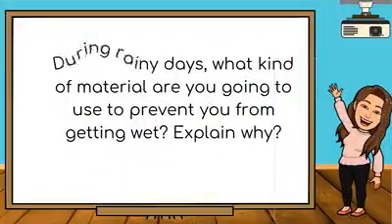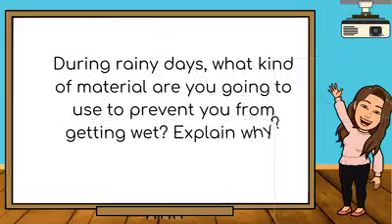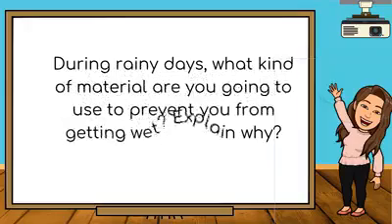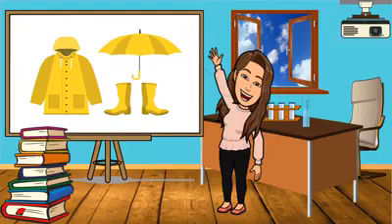During rainy days, what kind of material are you going to use to prevent you from getting wet? Explain why. We use a raincoat, umbrella, and rubber boots because all these materials are waterproof. Very good. To test if you really understand the lesson, let's answer the evaluation.